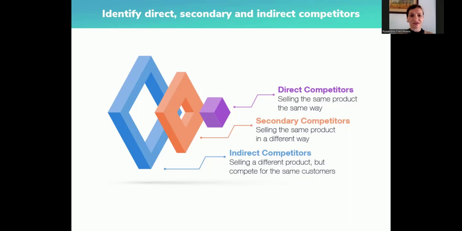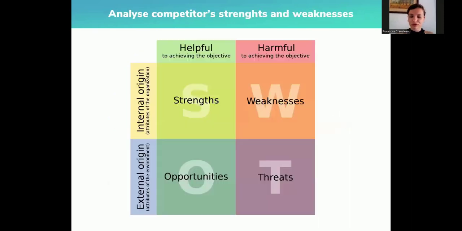And once you have identified them, you need to analyze them. You need to analyze their strengths and weaknesses. And you can take different criteria, for example, quality, pricing, product range, product development, customer relationship, and analyze the different strengths and weaknesses of your direct and indirect competitors.